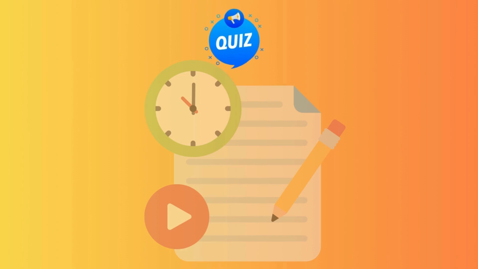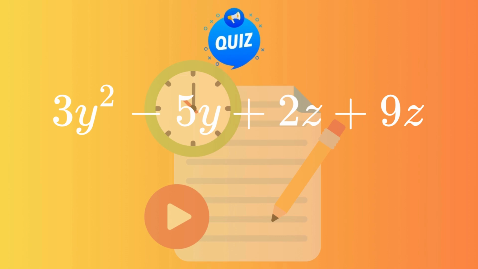Now I'm going to give you some expressions and you have to identify the like and unlike terms. The first one is 3y squared minus 5y plus 2z plus 9z, and the second is 8z squared minus 3z squared. That's it for today.